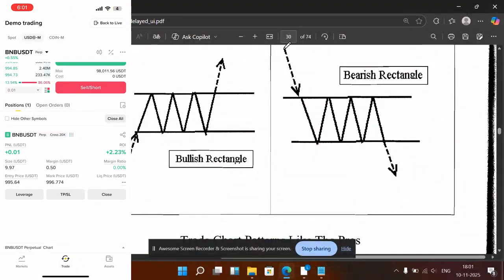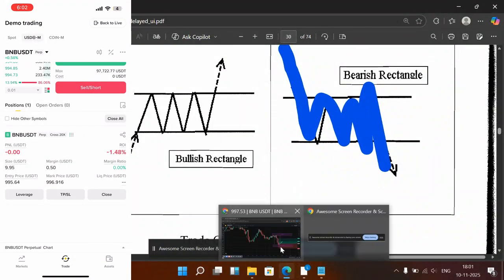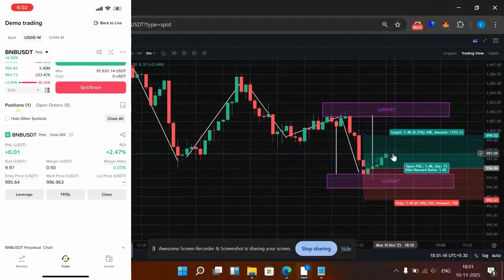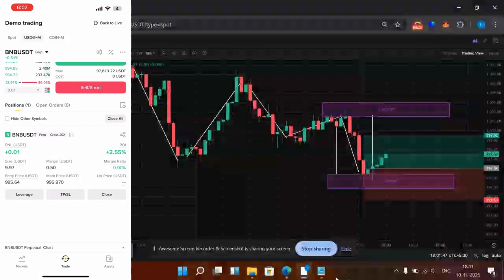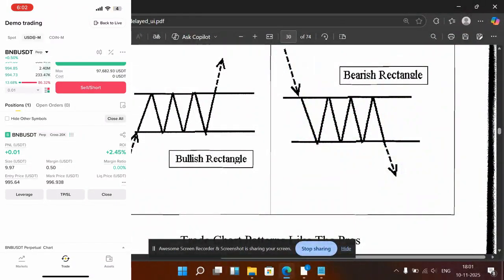Okay, now if this comes from down here, this is a continuation pattern. Now, okay, 2% we have got. Let's look at our trades. Currently going up. We're going to look at it in a few minutes. Now let's clean all this.